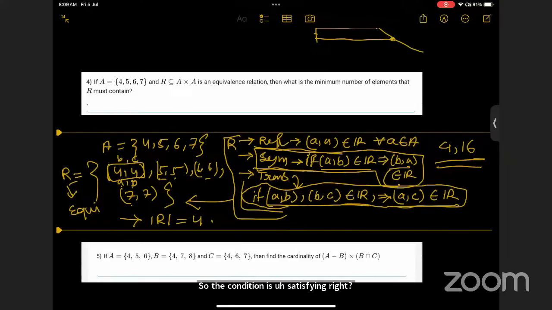Ma'am, how is it transitive? C cannot be taken as the same element. But ma'am, in a row we have to take all the possible outcomes. We have to find the minimum number of elements. So for the minimum number of elements, we can consider the least possible cardinality, right?